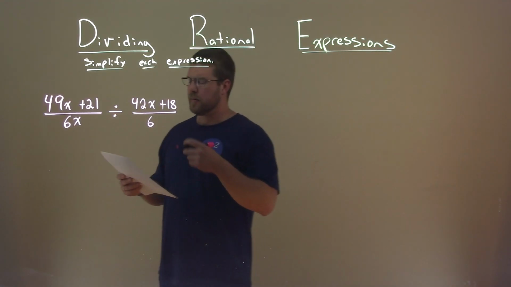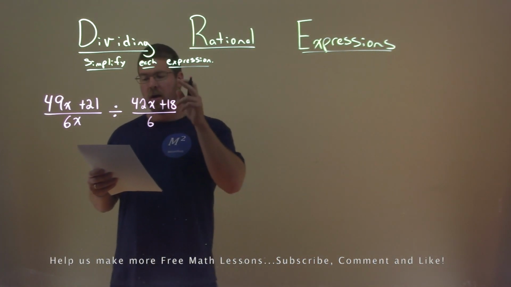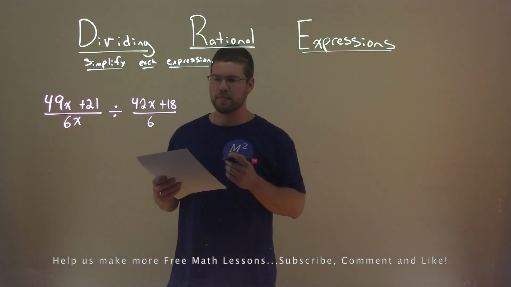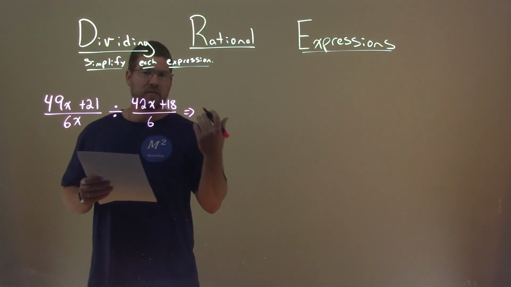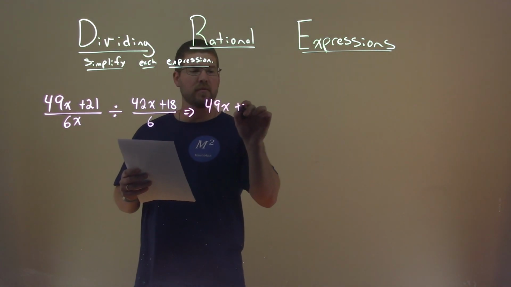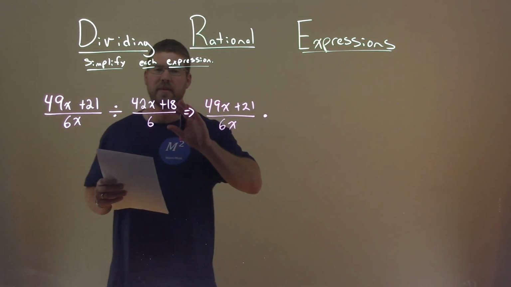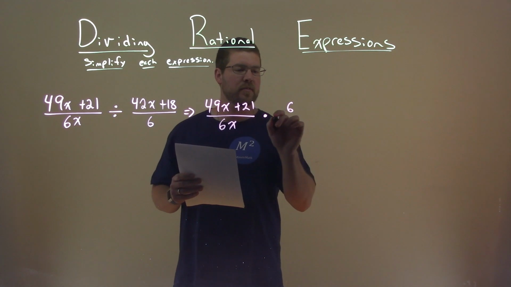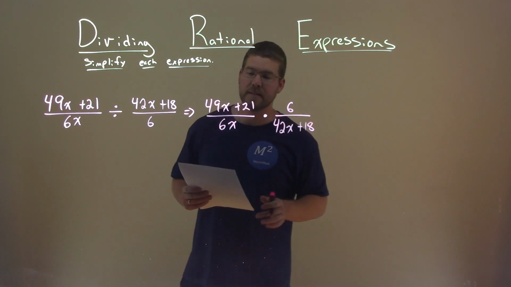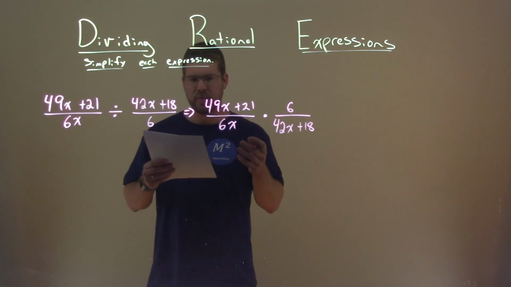We're given this problem right here, 49x plus 21 over 6x divided by 42x plus 18 over 6, and we need to simplify this expression. I first like to rewrite this as a multiplication problem. So the first part stays the same, 49x plus 21 over 6x, but instead of dividing, we're multiplying, and we have to flip the second fraction: 6 over 42x plus 18.